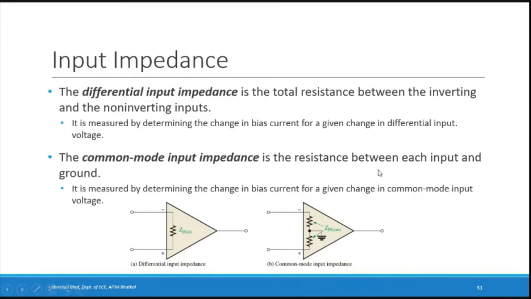Whereas in common mode, we have common mode input impedance. In common mode we are connecting equal voltages to both input terminals. So the common mode input impedance is the resistance between each input and the ground. At the center of this, we connect a ground. It is the impedance between each input and the ground, so both of them are the common mode input impedance. It is measured by determining the change in the bias current for a given change in common mode input voltage. So for differential input impedance, it is the change in the bias current for the change in differential input voltage. For common mode input impedance, it is the change in the bias current for the change in common mode input.